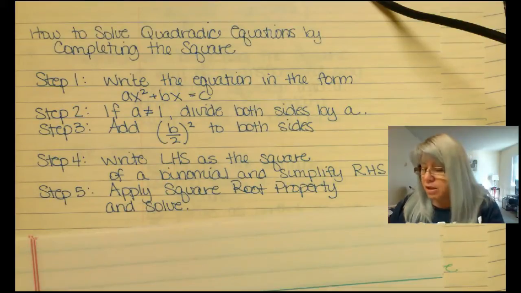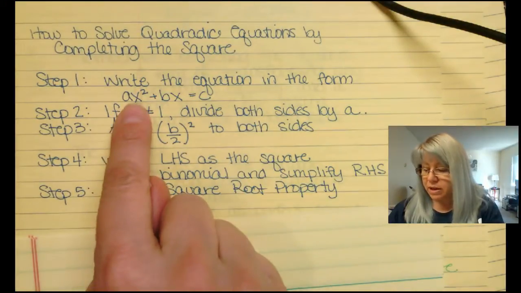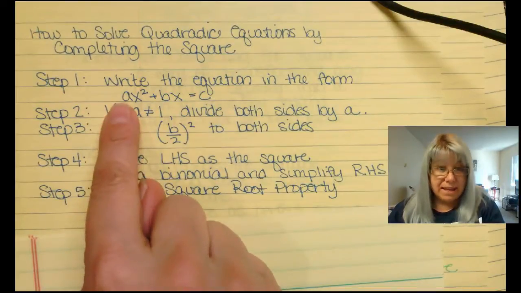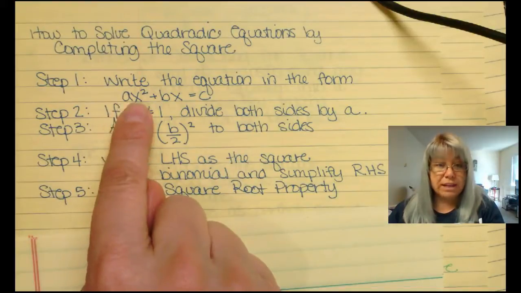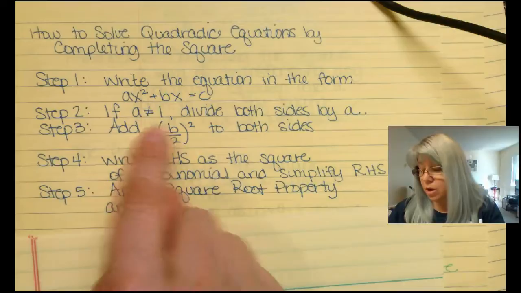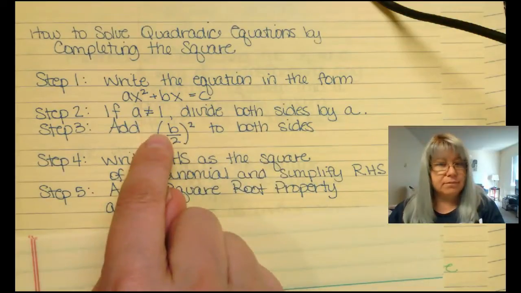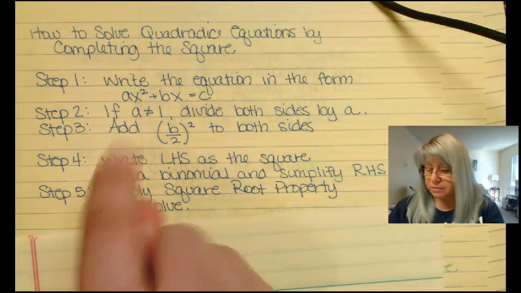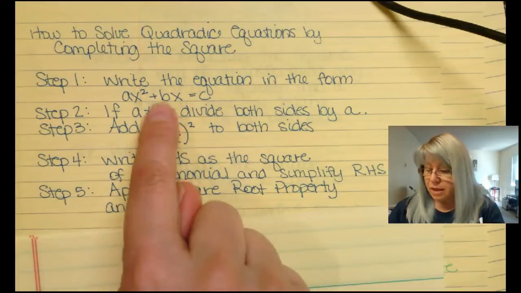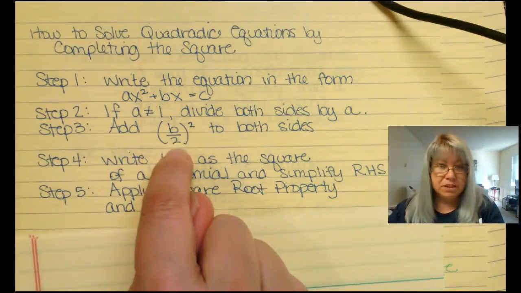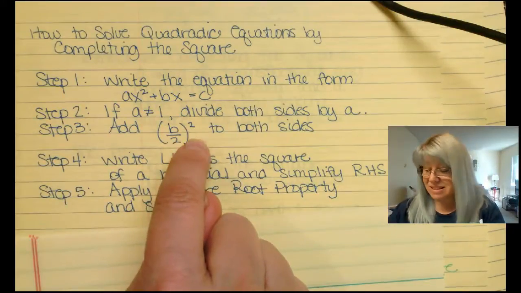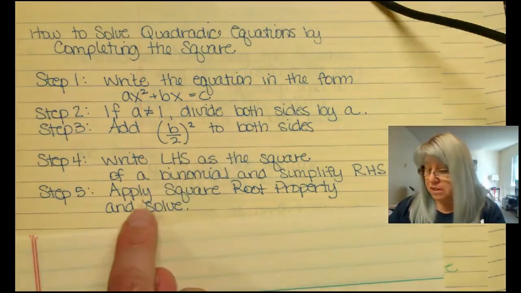The first thing to do is to write the equation in the form ax squared plus bx equals c. If a, the coefficient of the quadratic term, is not 1, we're going to divide everything by a. Okay, that way there's a 1 in front of the quadratic term. Then we're going to add b over 2, so divide b by 2, and then square it. You're going to add that to both sides. That forces the left-hand side to be a perfect square.